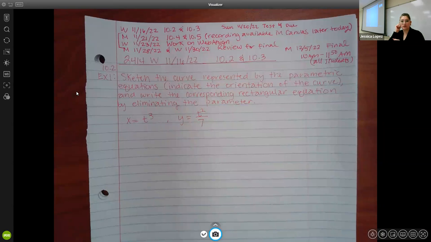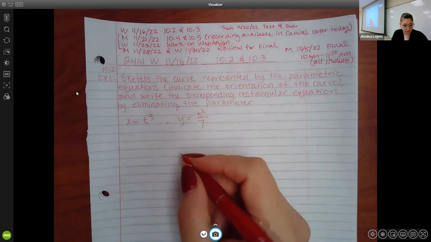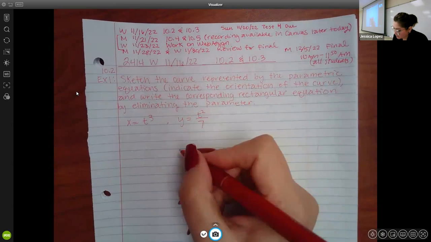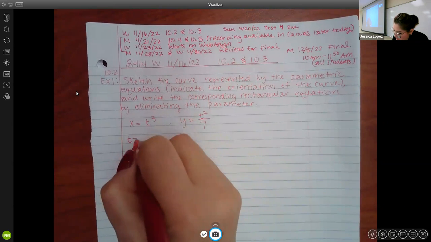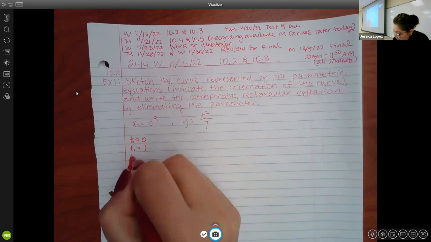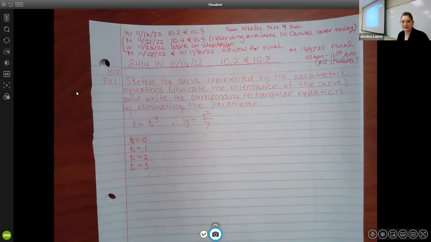So it's a consistent, continuous curve. We just don't go and find every single little micro point leading from one point to the other. We just go in increments of one and it works. So for this particular one, we start with t equal to zero, and we'll use some more values like one, two, three, and so on, just until we get an idea of where it's going and what it's doing.